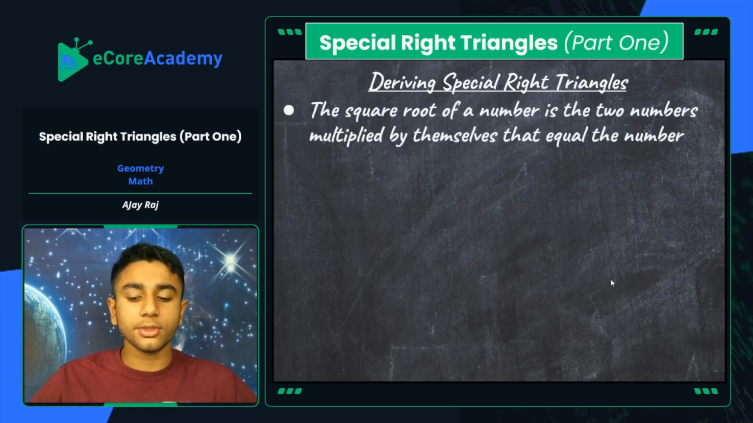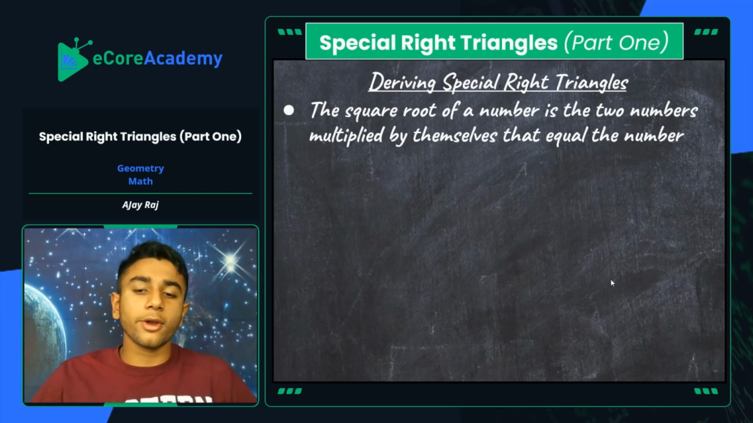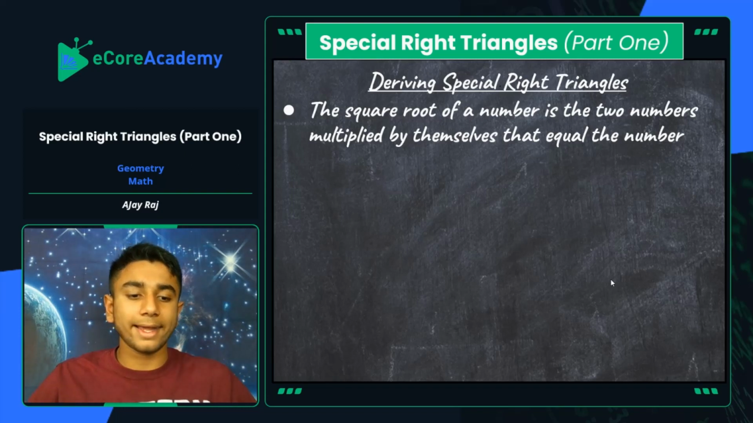Just before we jump into these equations, I just want to remind you of these square root radicals, what they actually are, radicands and radicals. And all it is in this situation, what we're going to come across is that you have to know that the square root of a number is the two numbers multiplied by themselves that equal the number.